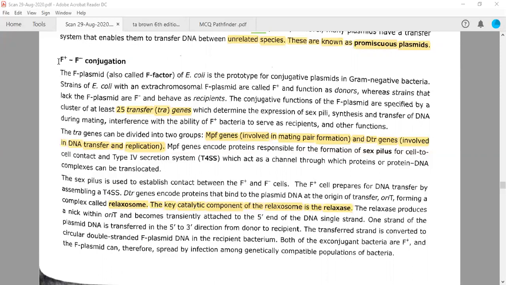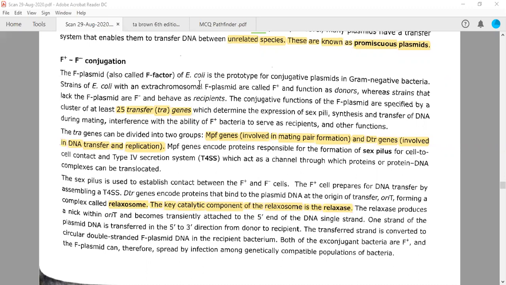So F positive are those donor cells, those bacterial cells which have the F plasmid. F negative cells are simply those bacterial cells which do not have the F plasmid. Therefore, they are called F negative, right? So what will happen in a bacterial population, because there are so many bacterial cells? The F plasmid, which is also called the fertility factor of E. coli, is a prototype for conjugative plasmids in gram-negative bacteria.